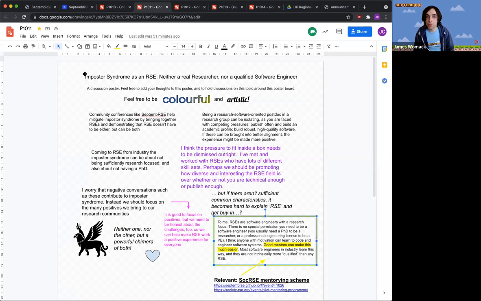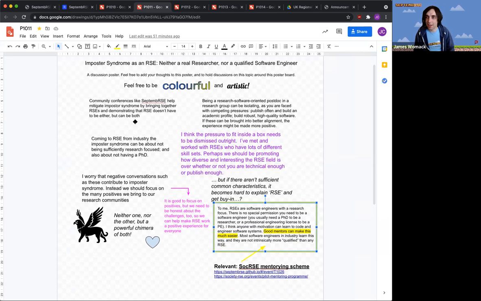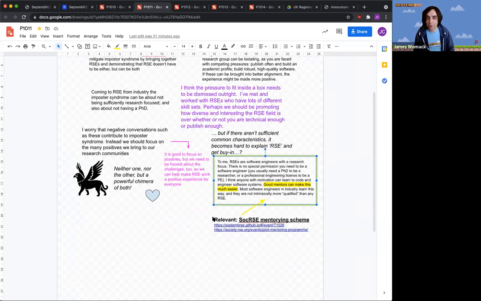So P011 is imposter syndrome as an RSE, neither a real researcher nor a qualified software engineer. This is a somewhat poignant topic, and there's lots of honest conversation going on here. The thing that I found interesting on this one was this comment here, that's saying that RSEs are software engineers with a research focus, and you don't need special permission to be a software engineer, and anyone with motivation can learn to code and engineer software systems. What I highlighted was that good mentors can make this much easier.